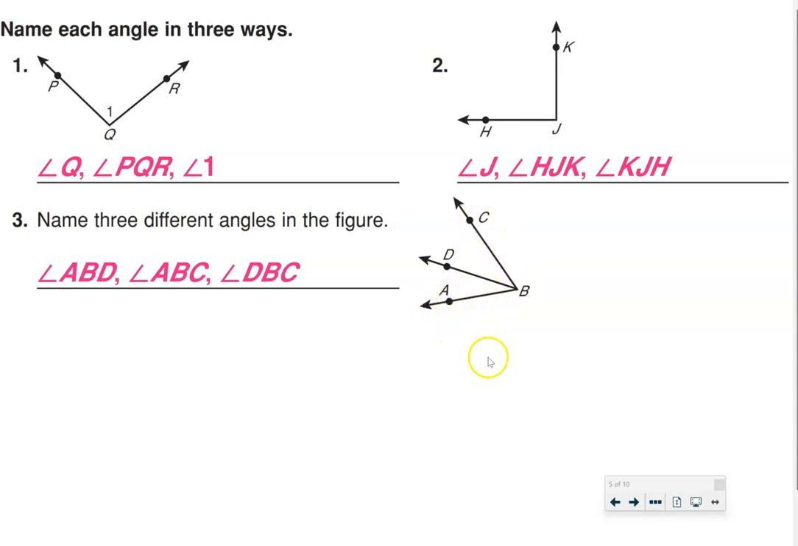What you can't do is name an angle B. See how this vertex has three different rays coming from it? So you can't just say angle B like you could here with angle J and angle Q. And then the third one is DBC. You could also name that one CBD. Okay, that's naming these three different angles.